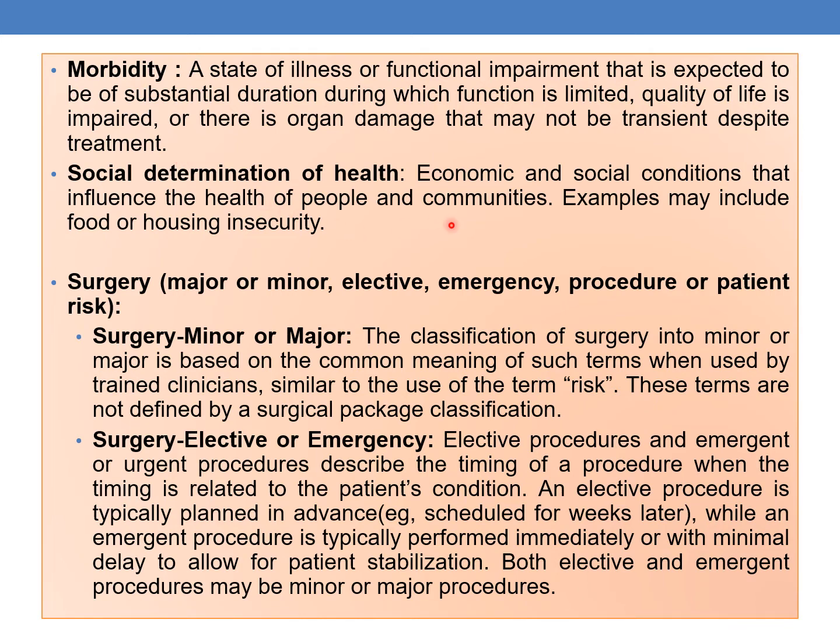Next are social determinants of health, which are nothing but economic and social conditions that influence the health of people and communities. For example, food and housing insecurities. Coming to surgery, major or minor, elective or emergency, procedural or patient risk. The classification of surgery into minor or major is based on a common meaning of such terms when used by trained clinicians, similar to the use of the term risk. These terms are not defined by surgical package classification.